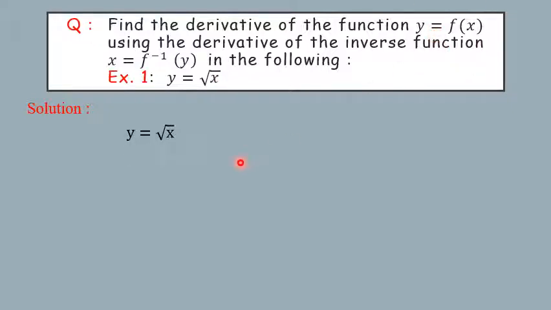Okay. Now if we look here, directly you will notice that when we differentiate this function with respect to x, then dy by dx is equal to 1 upon 2 under root x. But what we actually have to do here, I have just explained to you.